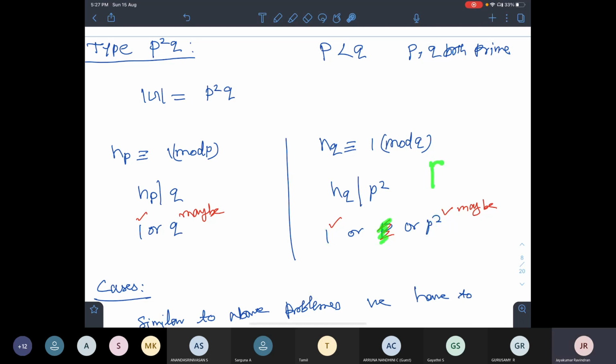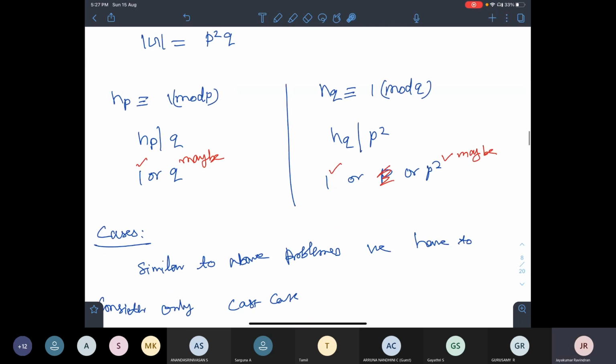Assume p is less than q. Then n_q equal to p is not possible, because p cannot be congruent to 1 mod q. That says q divides p minus 1, and how can that be possible, because p is less than q. So it is not possible. The only possibilities are 1 or p squared. If the possibility of 1 comes, we are done, because we get a Sylow q-subgroup which is unique, hence normal.